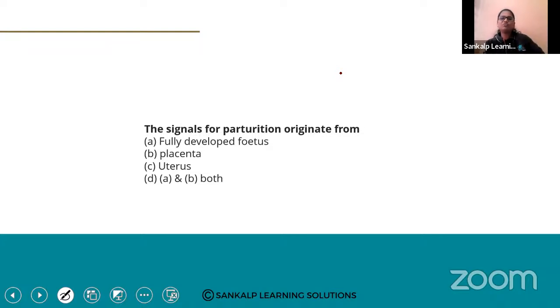So here, the signals of parturition, Shreya Kumari and Gautam answered it. The signals of parturition originate from the fully developed fetus. The fetus will tell, Mama, I am no longer able to sit inside you, I want to come out. So kicks will be given by the fully developed fetus. It puts pressure on the uterus of the mother as well as the placenta. So the fully developed fetus and the placenta both give the signals. Sanjay M also answered it. Option D, A and B both, is the right answer, guys.